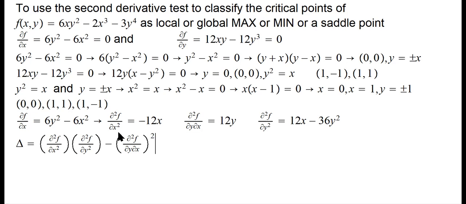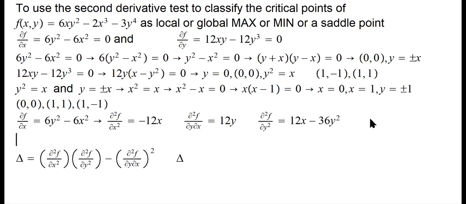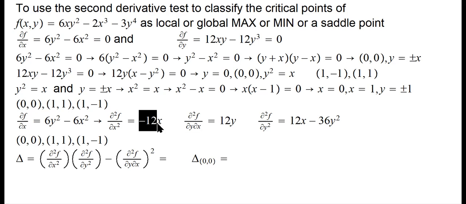So if we do this, we calculate this value at, say, or just let me write it differently. So let's first calculate this value at, and let me just bring our critical points down here again for easy visibility, right? So if we calculate it at 0, 0, then actually it will be a good idea to do one more thing, that is just write the values of these. So this is negative 12x, right?